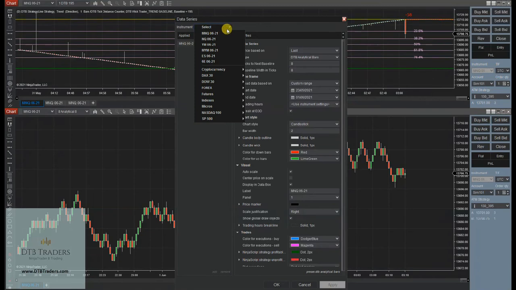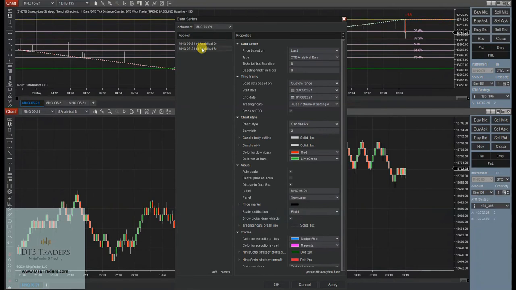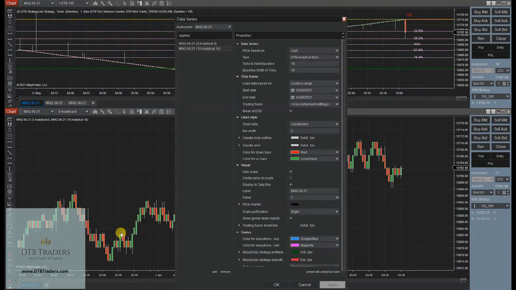So I'm going to click back on here, click on MNQ again, and I'm going to use the same settings. So you can see it's used the same settings for the chart, but on the second chart I'm going to make the data series a 16 and a 16. So the same custom range, and the only other thing you need to do is come here to the panel and select panel 1. So once you've done that and you click on apply, it's going to combine both of those data series on one panel.